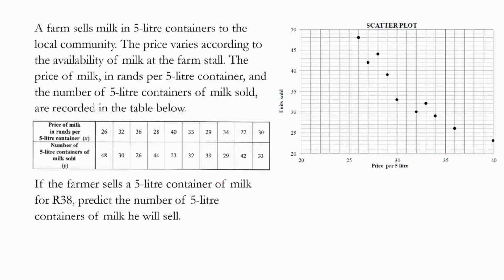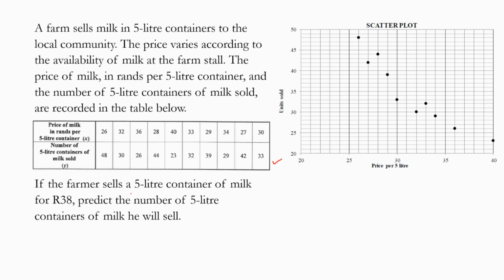We are on question 2.3 now. A farmer sells milk in 5-liter containers to the local community. The price varies according to the availability of milk at the farm stall. The price of milk in rands per 5-liter container and the number of 5-liter containers of milk sold are recorded in the table below. And then we have this data. We've talked about it in the previous questions.